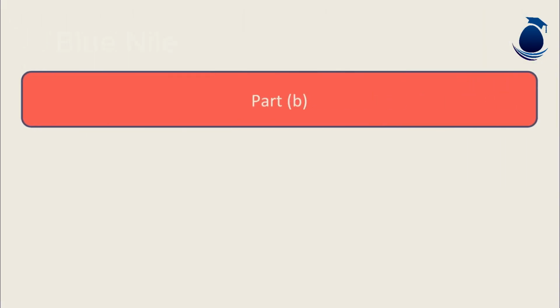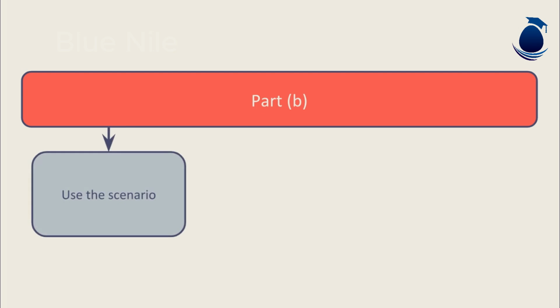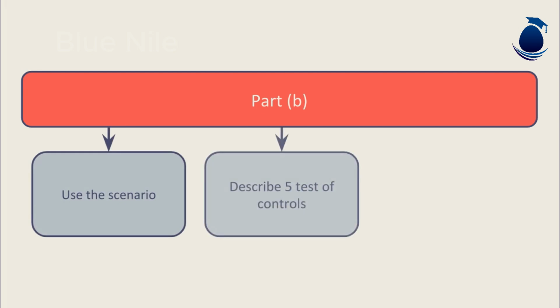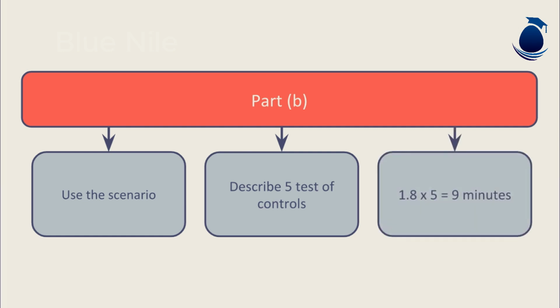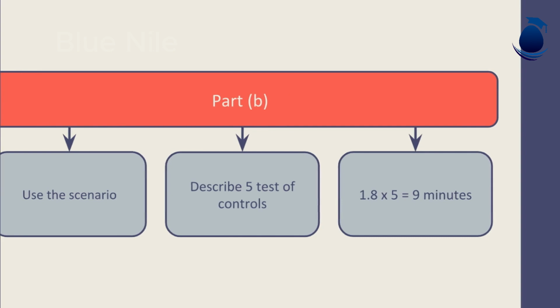Part B is underneath the scenario. It therefore requires the scenario to be used to answer it. It asks you to describe a test of control, which the auditor of Bonsai Trading would perform to assess whether or not each of the non-current asset controls listed above is operating effectively. This is also for 5 marks, and therefore around 9 minutes should be spent on this. Let's now begin to structure our answer.